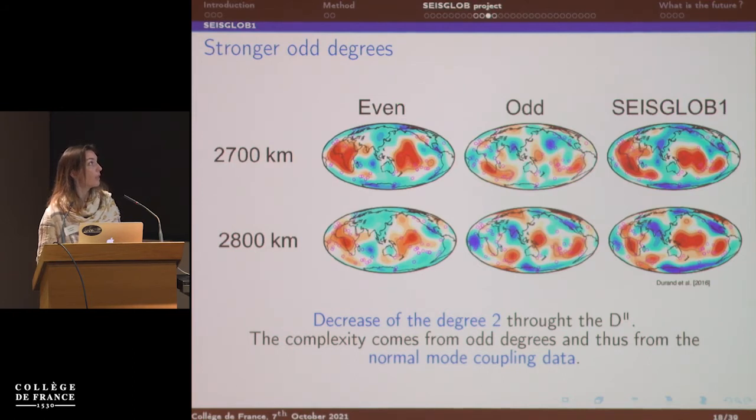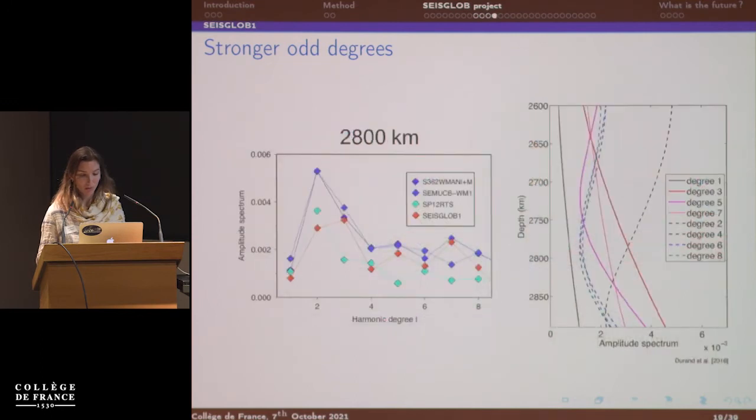And here you go deeper down to the CMB, and you see that at 2,700 kilometer depth you have this very strong degree 2 and some odd degrees. As you go deeper, the degree 2 decreases and the odd part increases, and that's what makes this pattern more complex. In our model, the odd degrees are only constrained by the coupling of normal modes, so this new pattern comes from the new information we include in the model.